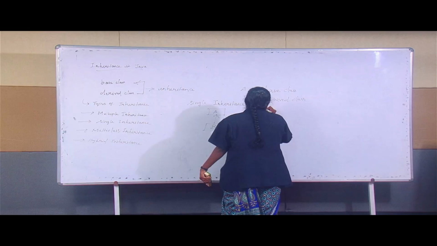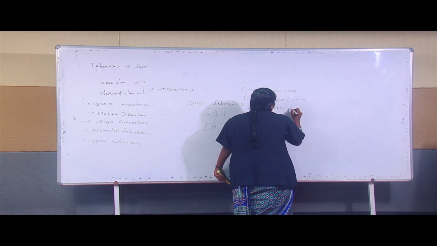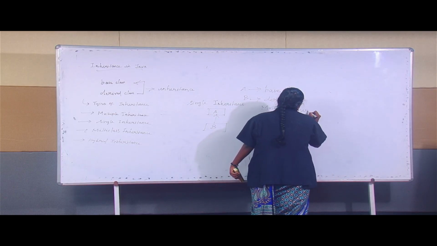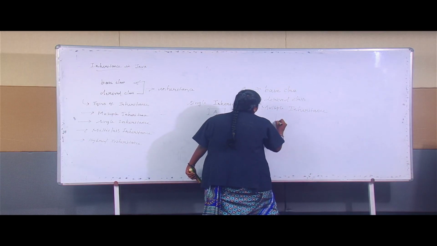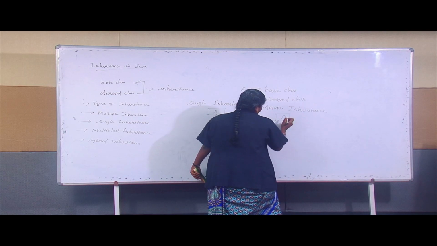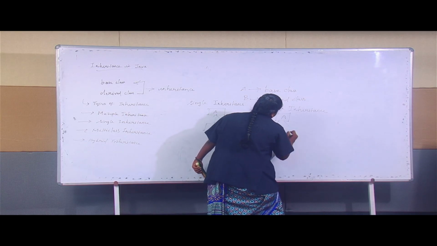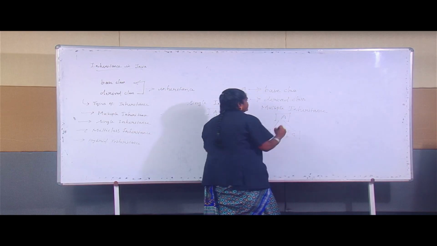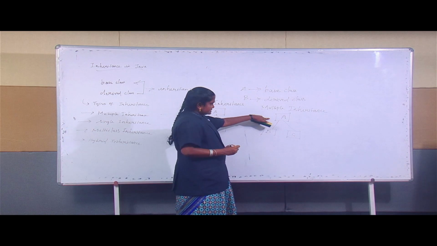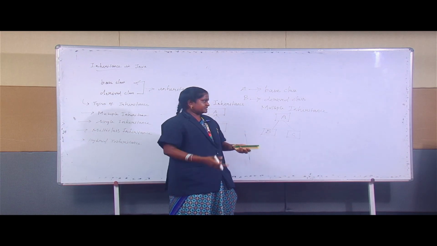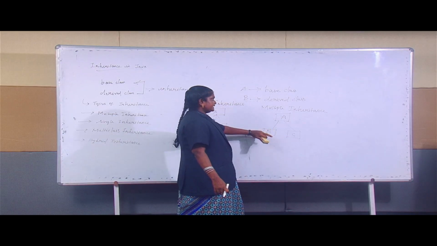Then next, multiple inheritance. A is the base class, B and C are the derived classes. So this one is multiple inheritance. That is, for example, one parent, two children. This is known as multiple inheritance.